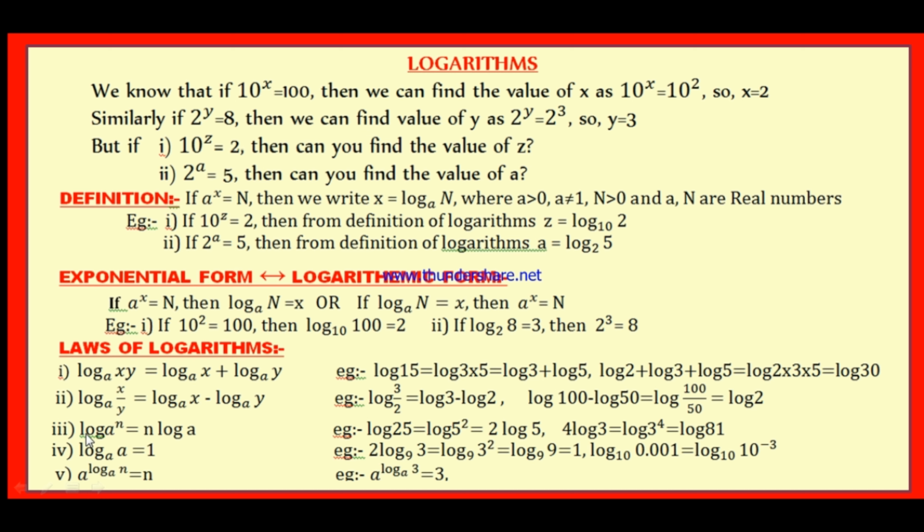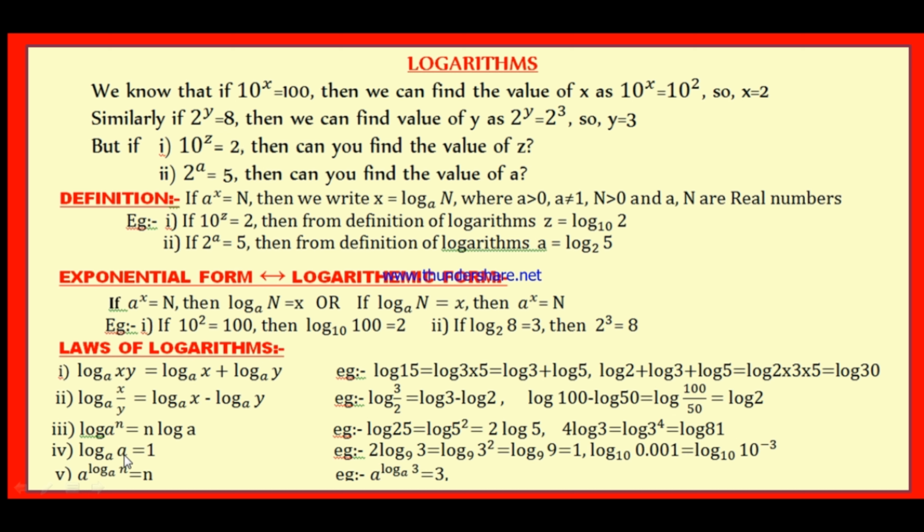Now look at the third law. Log a power n is equal to n log a. For example, log 25. You can write 25 as 5 square. Here this exponent comes as a coefficient, that is 2 into log 5. Therefore log 25 is nothing but 2 into log 5 by using the third law. Log a power n is equal to n log a. Another example, 4 log 3. If we are asked to take this 4 inside, then log 3 power 4. 3 power 4 means 3 into 3 into 3 into 3, which is equal to log 81.